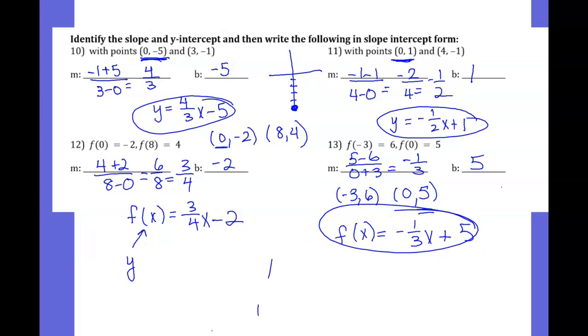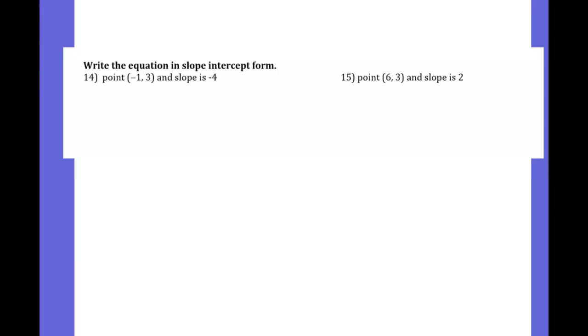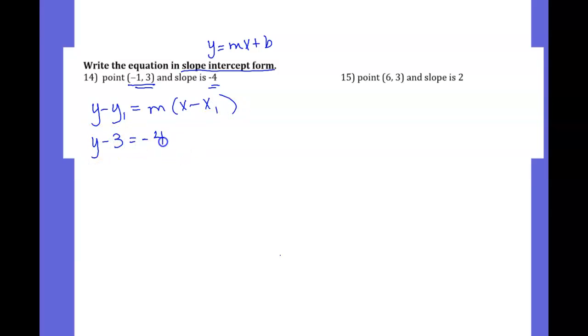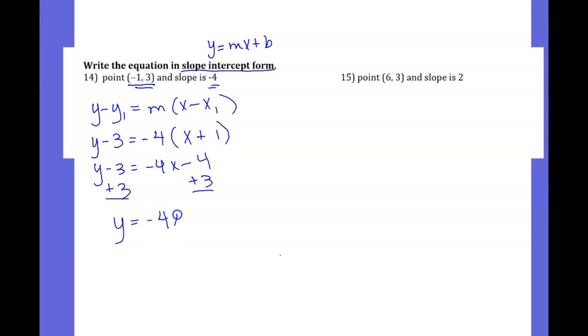Moving on, we want to write an equation in slope-intercept form. Our end result is slope-intercept form, y equals mx plus b, but I have a point and a slope, so we're going to start out with point-slope form. I've got y minus 3 is equal to my slope, -4, times (x plus 1). I can then distribute: -4x minus 4, and then add my 3 to both sides. So to get it into slope-intercept form, y is equal to -4x minus 1. That would be for 14.